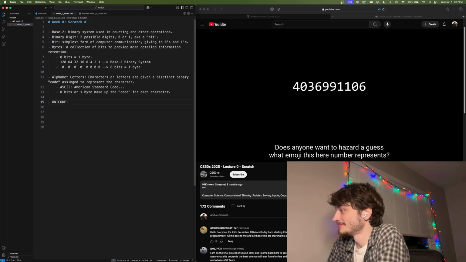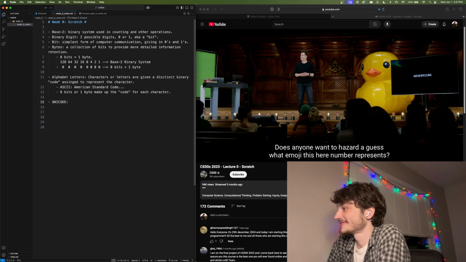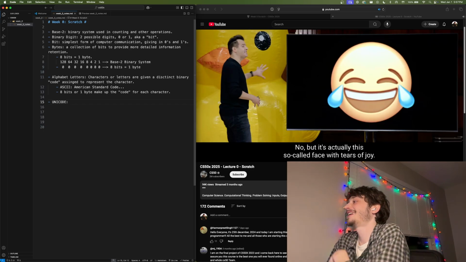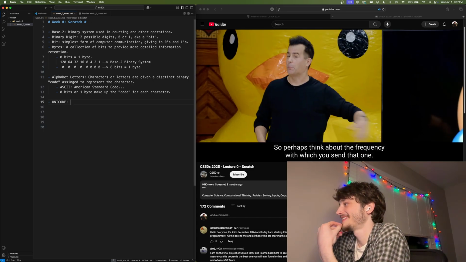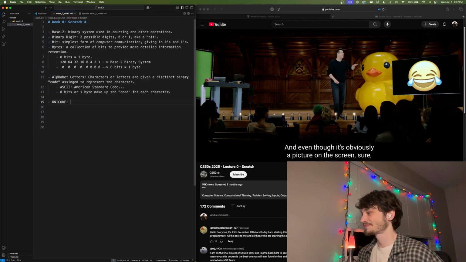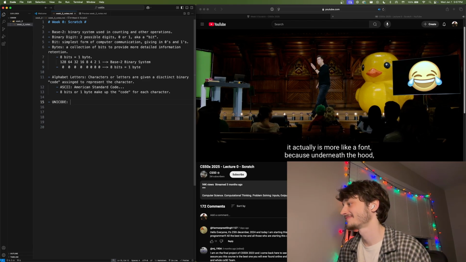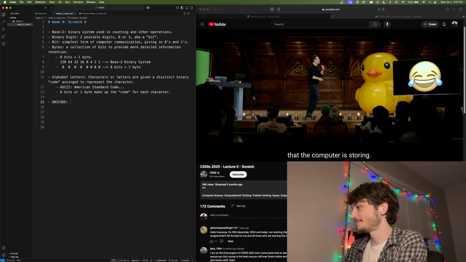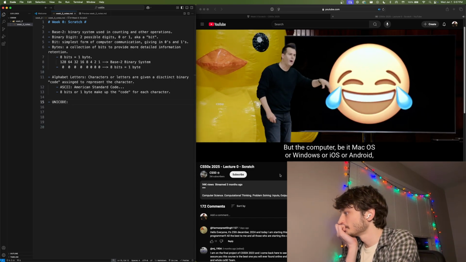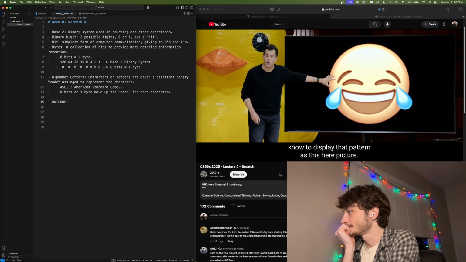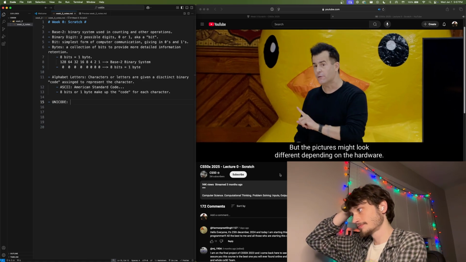Smiley face? Does anyone want to hazard a guess what emoji this here number represents? Hearts? No, but it's actually this so-called face with tears of joy. So perhaps think about the frequency. Did you send that one? And even though it's obviously a picture on the screen, sure, it actually is more like a font, because underneath the hood, it's indeed just a pattern of zeros and ones or a decimal number that the computer is storing. But the computer, be it Mac OS or Windows or iOS or Android, knows to display that pattern as this here picture. But the pictures might look different depending on the hardware.